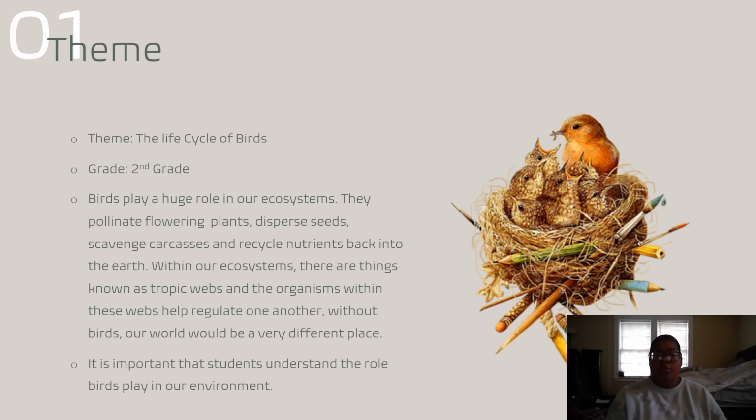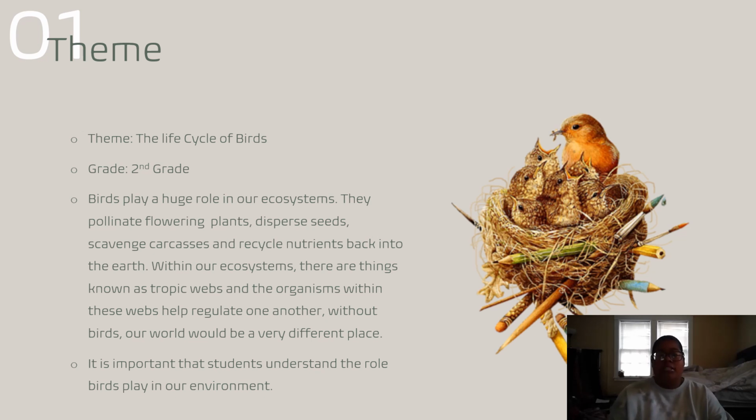Birds play a huge role within our ecosystems. They pollinate flowering plants, they disperse seeds, they scavenge carcasses, and recycle nutrients back into the earth. Birds are found in settings all around us, and we're able to observe them from anywhere, from our windows, going out into the community and exploring just about anywhere you can see them. And I think it's important that students understand the role that birds play within our environment because they do have a huge role.